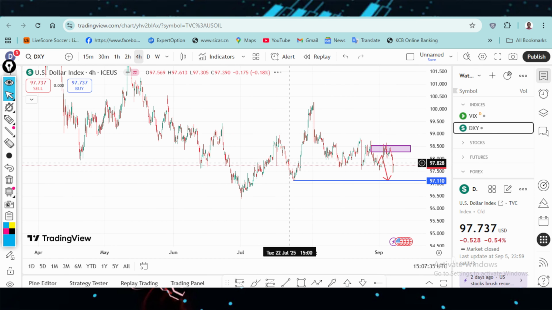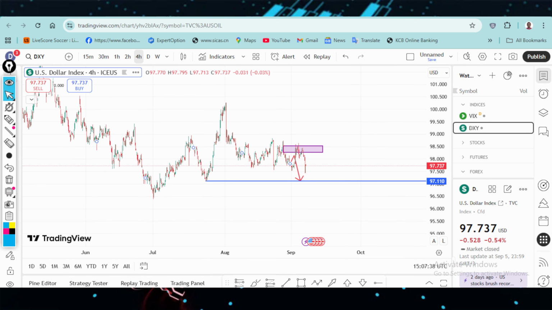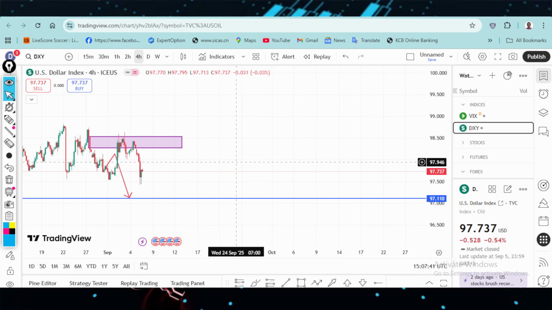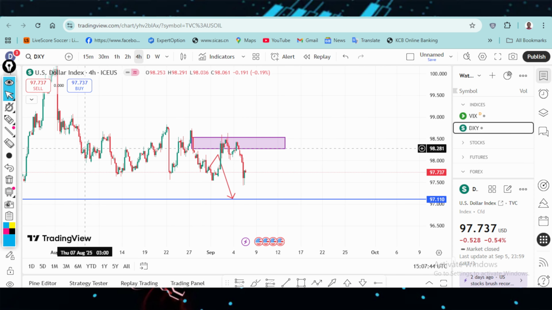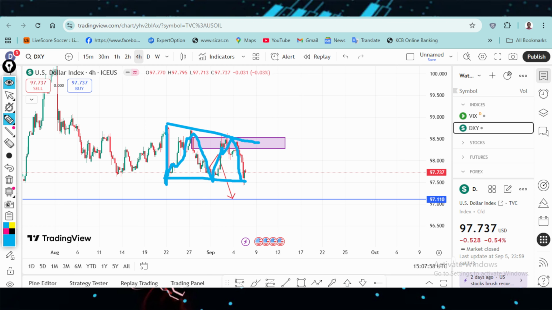On the 4-hour, as we can see, the market made a very big move to the downside. You can see here we have fall, correction, fall, correction, another fall. It's still moving inside our channel. What I'm expecting next week is another pullback and another fall to the downside. From here, we might see another move to the upside. That's what I can see for the US dollar next week.